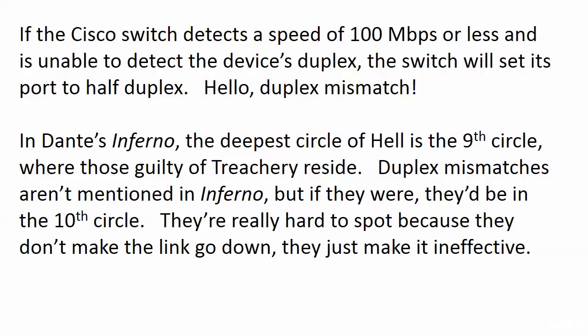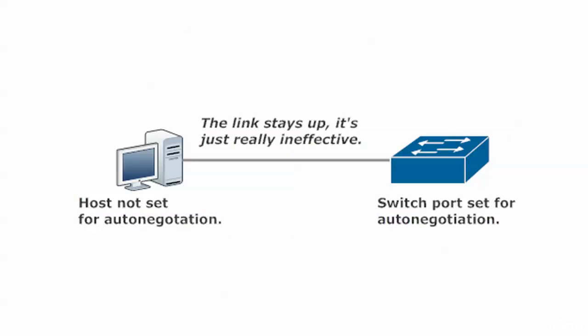In my estimation, using a bit of a literal reference here, in Inferno, the ninth circle of hell was the deepest circle, and duplex mismatches would be in the 10th circle if they were in that, because they're hard to spot because they don't make the link go down. They just make it really ineffective. I mean that so much, I said it twice, once on the previous screen and once on this one.